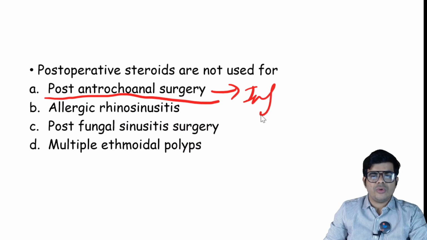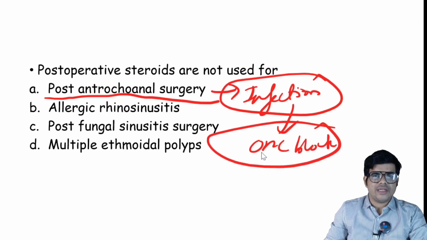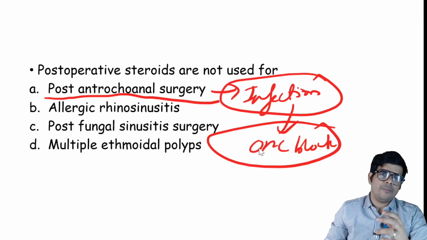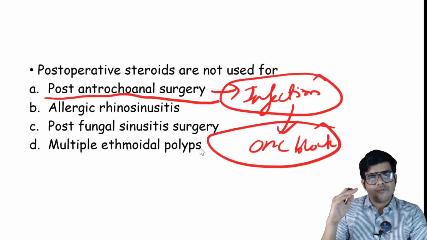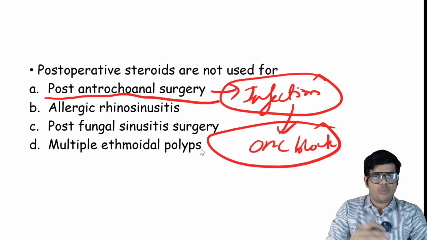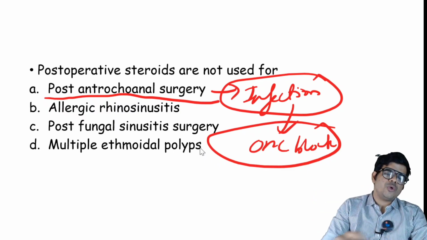It is actually due to an infection in the maxillary sinus, and this is resulting in OMC block, and because of that, along with the sinusitis, there is protrusion of mucosa resulting in formation of AC polyp. And if you remove the AC polyp, usually it does not recur. Okay, and there is no need of a postoperative steroid in case of AC polyp. Okay, now there are certain differences between an AC polyp and ethmoid polyp that are always asked during your viva. Okay, so you have to remember that.